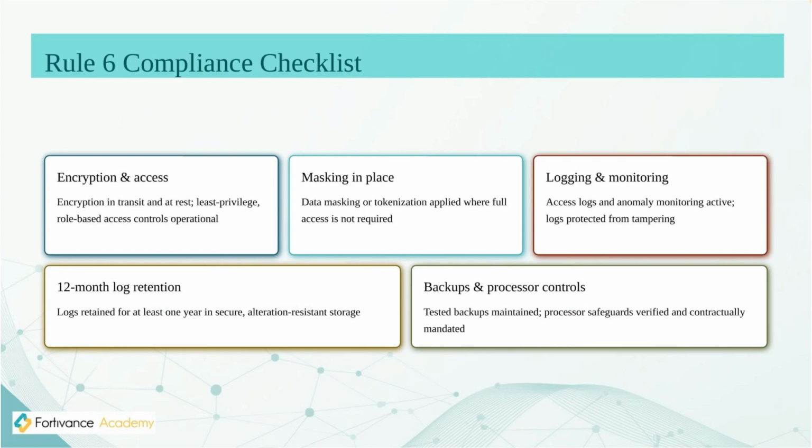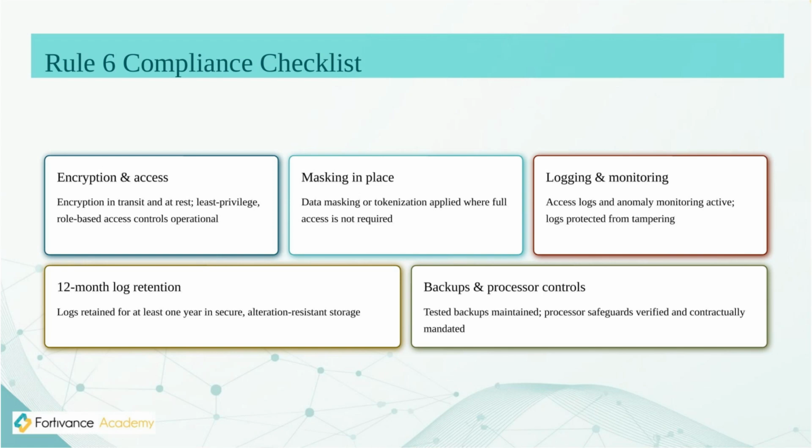Let's wrap up Rule 6 with a checklist you can return to whenever you assess your security posture. Start with the foundation. Are your safeguards genuinely proportionate to the sensitivity and volume of data you hold, not just the bare minimum? Then, the core technical measures. Is sensitive data encrypted, both at rest and in transit, including your backups? Are access controls in place so people can only reach the data they actually need? Are you using masking to limit exposure where full data isn't necessary?